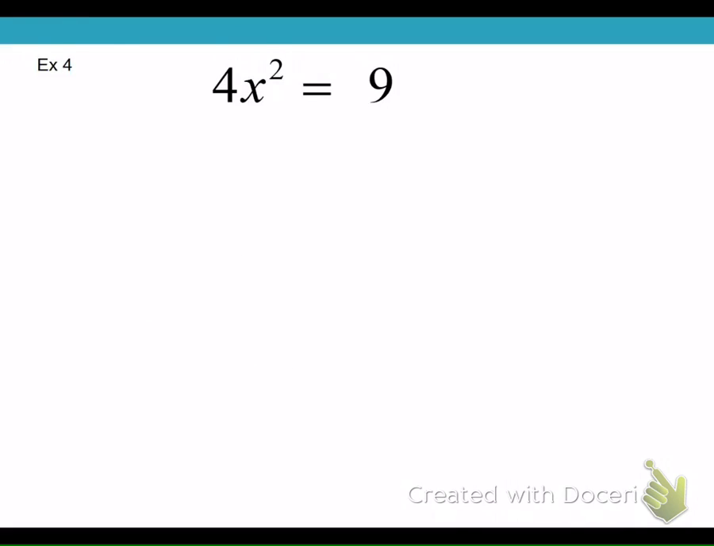So what's the first thing I want to do to get the x squared part by itself? Divide both sides by 4. Now, 9 over 4 does not simplify. Just leave it as that fraction.